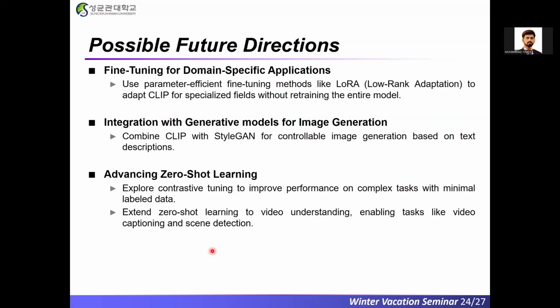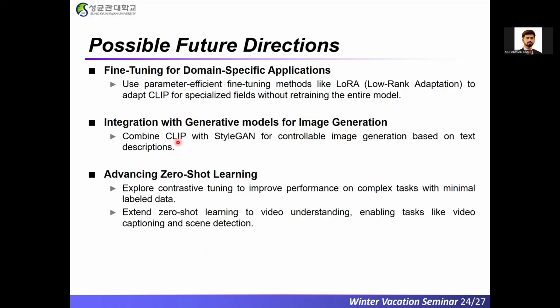The other possible future direction is fine tuning for domain specific applications. We can use some parameter efficient fine tuning methods like LoRA, which is low rank adaptation, to adapt CLIP for specialized fields without retraining the entire model. The other thing is the integration with generative models for image generation, as we have discussed earlier.